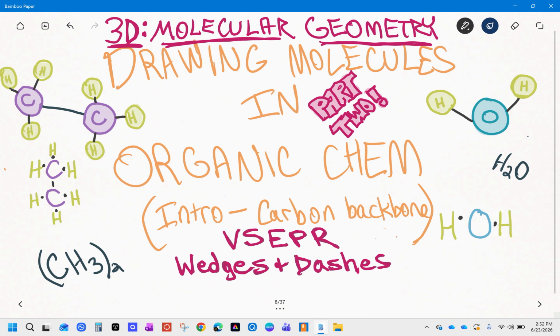Okay, so this is going to be pretty quick, but I put this part 2 in here because I wanted to make sure that you were clear when you looked at molecules that you weren't confused by these different wedges and dashes. And this all goes back to the VSEPR theory, if you remember that from first semester chemistry, which details the three-dimensional structure of molecular geometry.